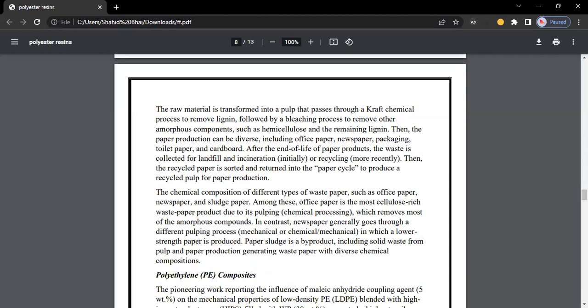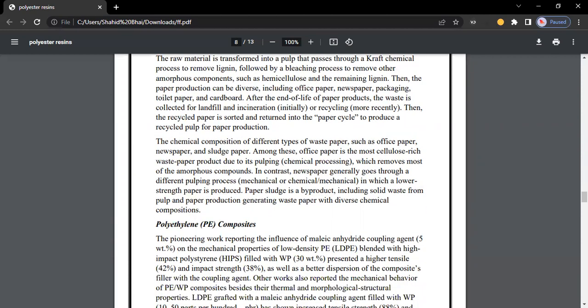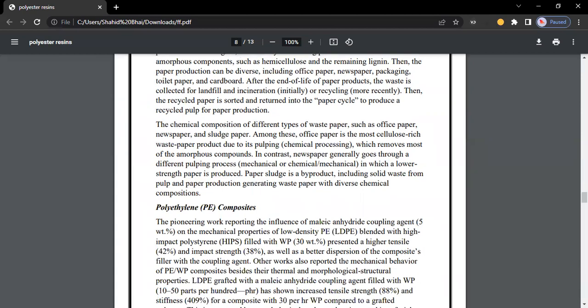The chemical composition differs among different types of waste paper such as office paper, newspaper, and others. Among these, office paper has the most cellulose of the waste paper products due to the chemical pulping process, which removes most of the amorphous compounds. In contrast, newspaper generally goes through a different pulping process, mechanical rather than chemical, in which low strength paper is produced.